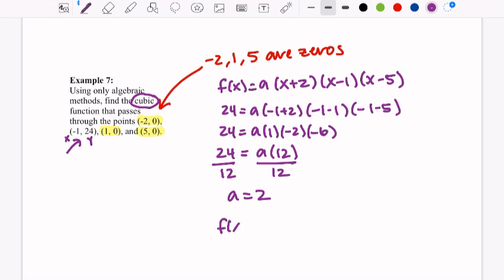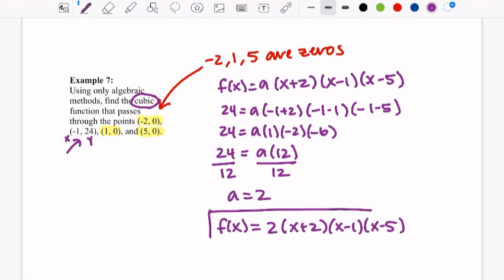So the polynomial that goes through all of these points will be f of x equals 2 times x plus 2 times x minus 1 times x minus 5. And I do know that's going to be cubic because the multiplicity on each of these terms is 1, for a grand total degree of 3.